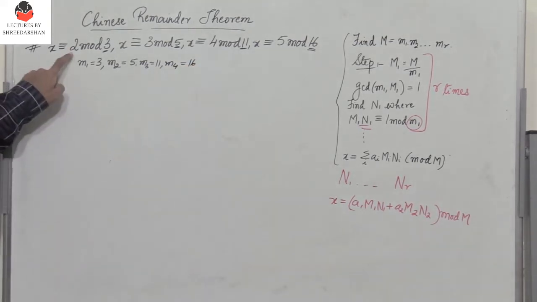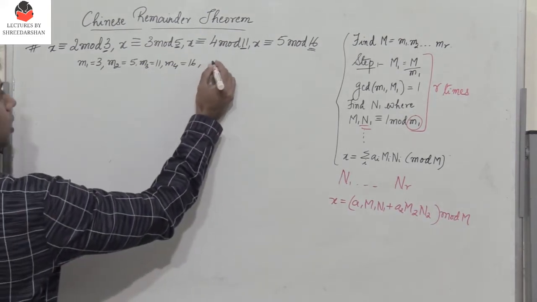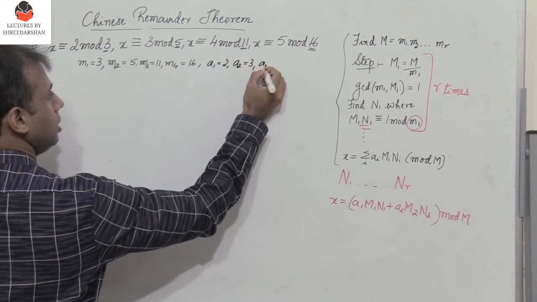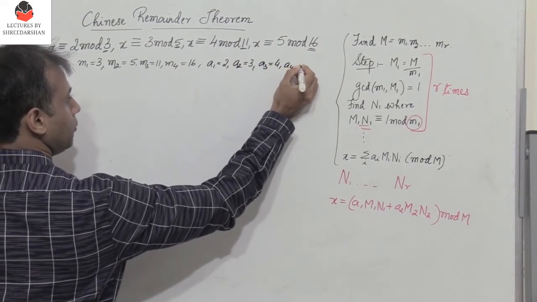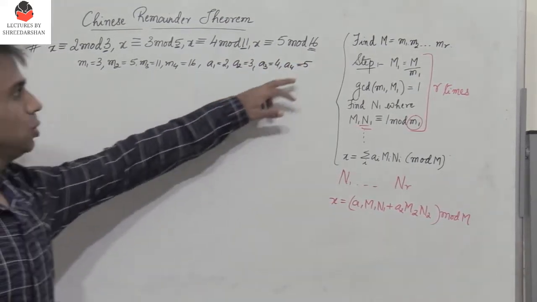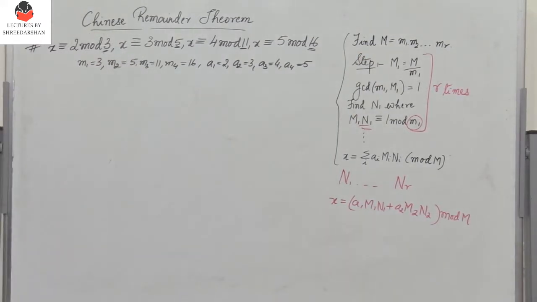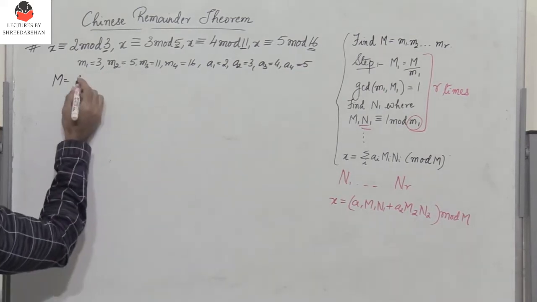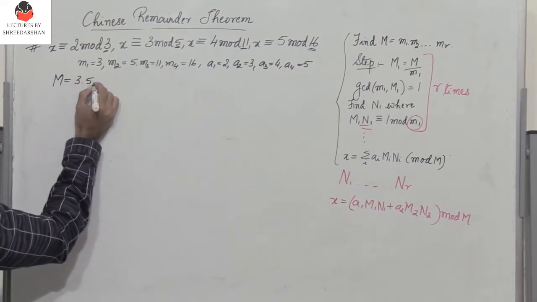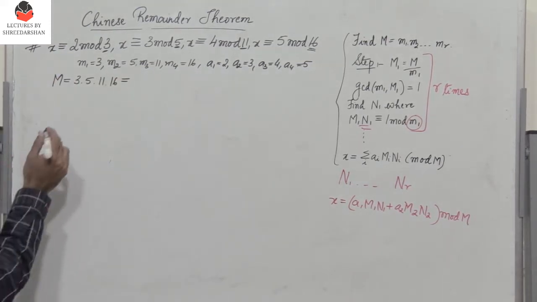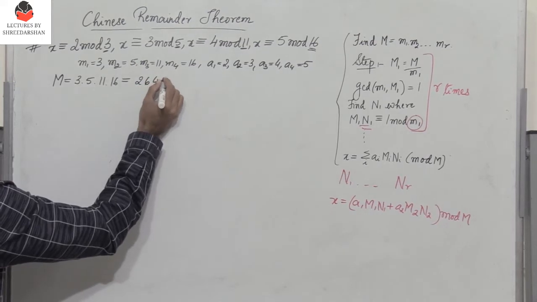And these values are a, so this is a1, a2, a3 and a4. Let me list them down. a1 is 2, a2 is 3, a3 is 4 and a4 is 5. Now what is the first thing we do? We find the value of capital M. What is M? You multiply these mod values, which is 3 into 5 into 11 into 16. That gives me 2640.